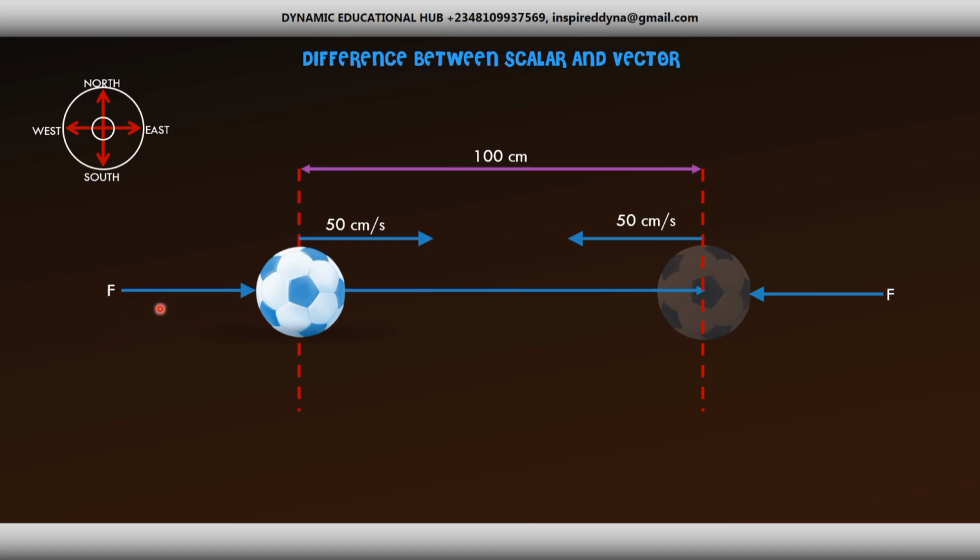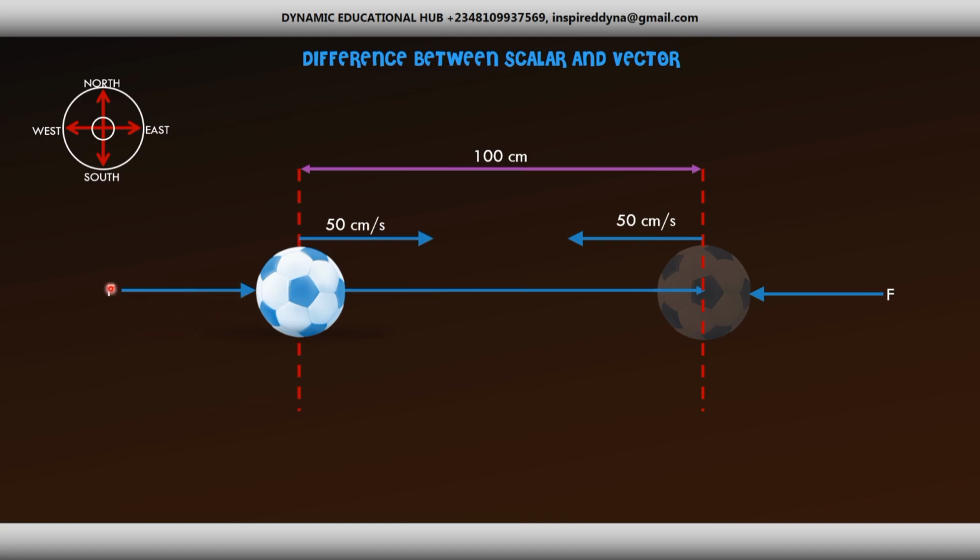Now let's talk about the last one, which is the force. The force that I applied to move this ball from here to here is still the same thing as the force that I applied to move this ball from here to here, but there's one difference between them. What is that difference? Where the arrow is pointing, which is the direction.